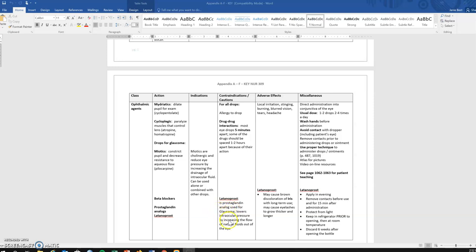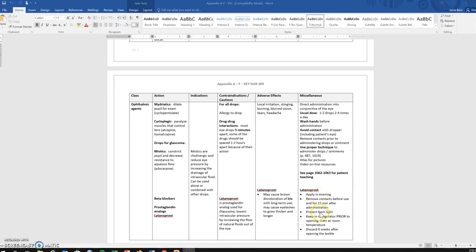Latanoprost is a prostaglandin. It lowers intraocular pressure, and latanoprost does have an adverse effect of causing brown discoloration of the iris of the eye with long-term use. It can also cause eyelashes to grow thicker and longer.